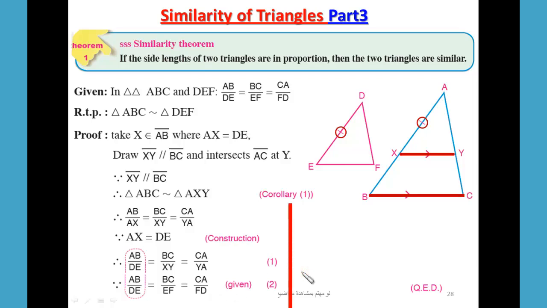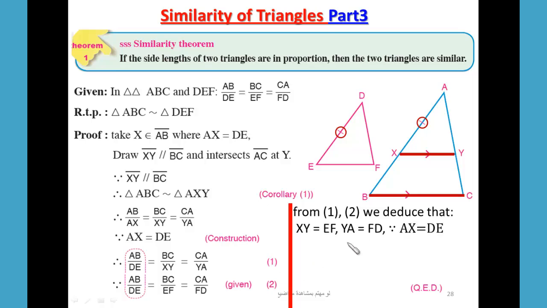And we write it: from 1 and 2, we deduce that XY equals EF and YA equals FD. But we have from construction that AX equals DE. Okay, back to the figure. Now we have XY equals EF, YA equals FD, and AX equals DE.